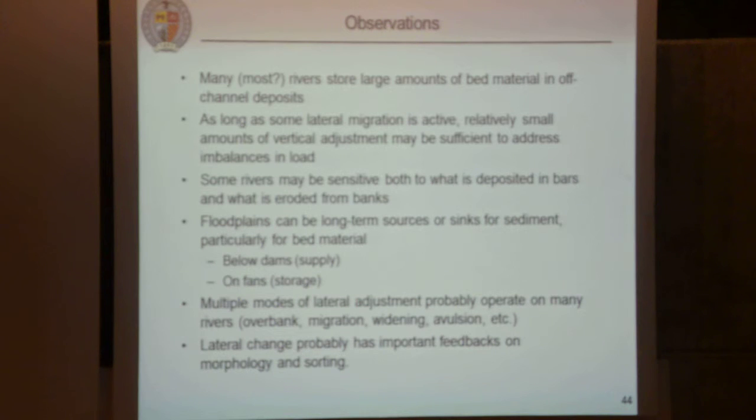Okay, so observations. There's a lot of bed material stored in off-channel deposits in natural rivers, and we should be thinking about that. As long as they're laterally active, you can access that material. So some rivers may be sensitive to what's deposited in the bars and what's eroded from the banks, so the size distributions of each of those is probably important in a lot of cases. And floodplains can be long-term sources. I didn't show you another case, but if that lower Elba had been much longer, another 50 kilometers, you probably could have resupplied most of your sediment to the channel simply by the channel accessing that deposit. There are lots of modes of adjustment, and lateral change probably has important feedbacks on morphology and sorting.